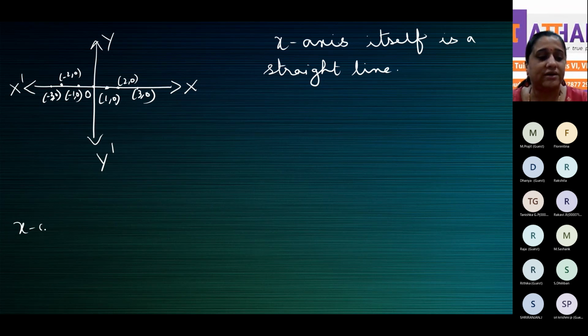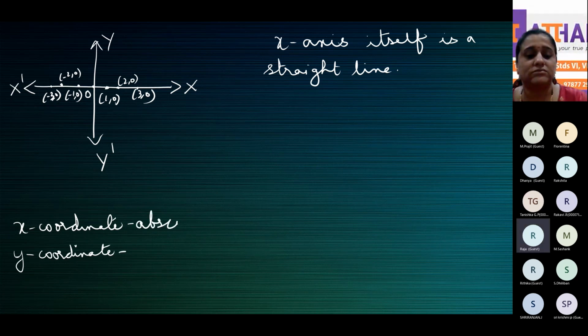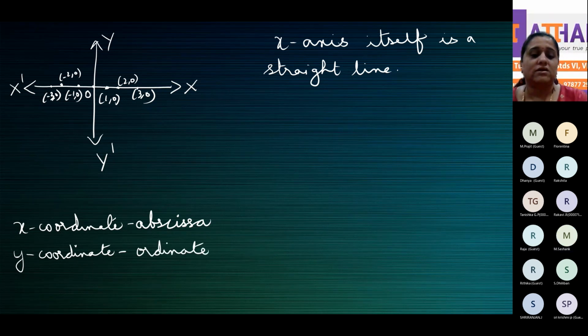We know that the x coordinate is also called the abscissa. Very good, Danya. And the y coordinate is also called the ordinate. Very good, Raja. I'm sure most of us know it. So the x coordinate is called the abscissa.